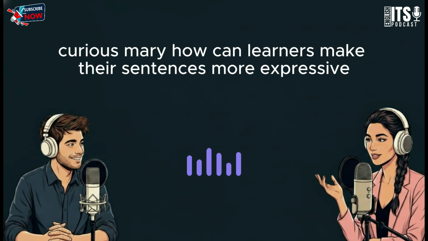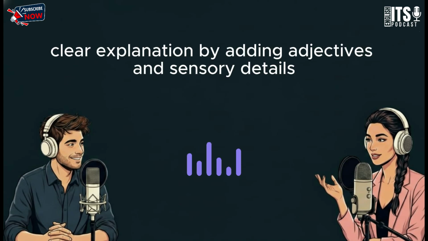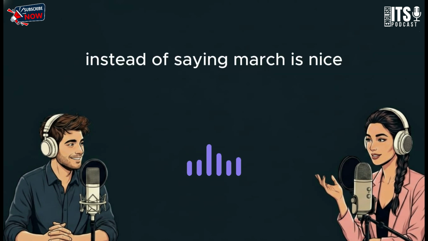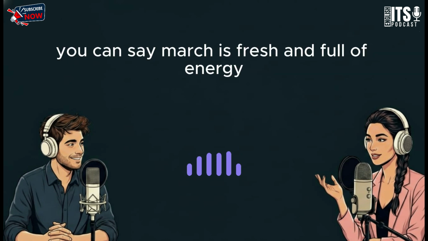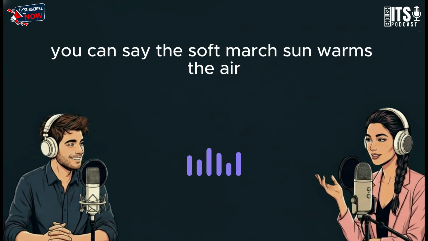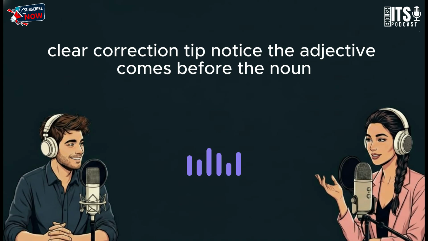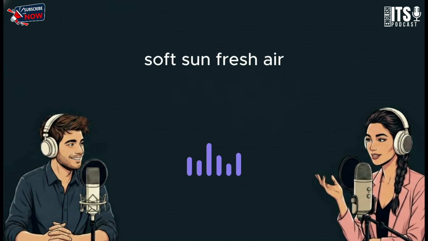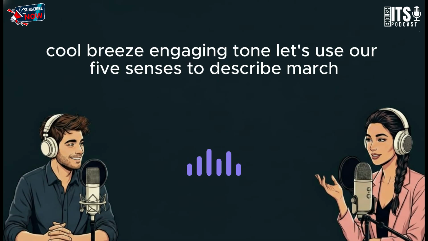Mary, how can learners make their sentences more expressive? By adding adjectives and sensory details. Instead of saying, March is nice, you can say, March is fresh and full of energy. Instead of, it's sunny, you can say, the soft March sun warms the air. Notice the adjective comes before the noun. Soft sun, fresh air, cool breeze.